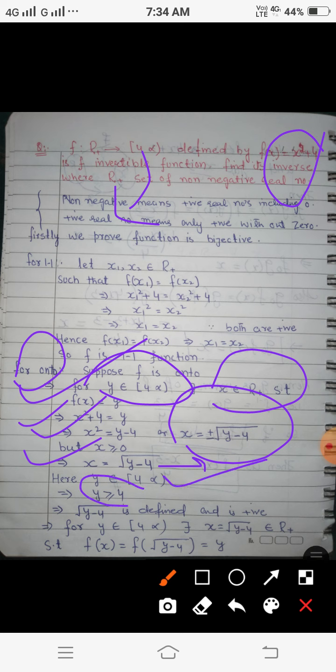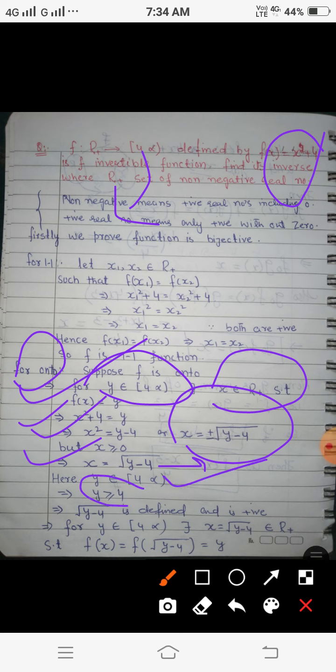Since we proved from this onto function that for each y there exists x belonging to R positive, x is of the form root of y minus 4, such that f of x equals y, or f of root of y minus 4 is y. This we proved in the onto function.